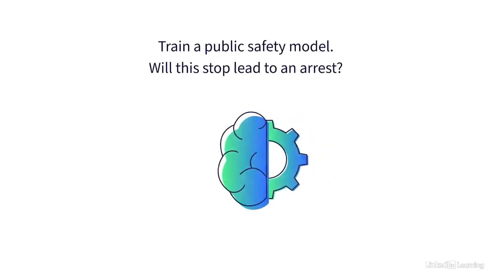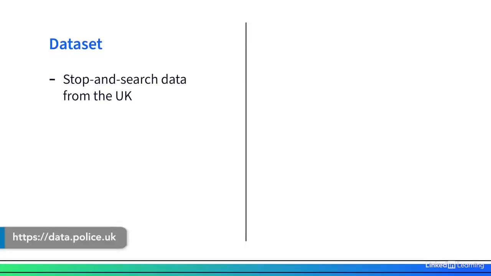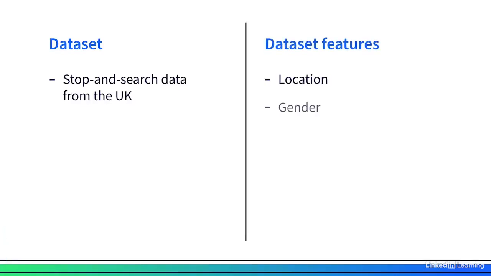We'll train a public safety model that predicts crime by answering the question, will this stop lead to an arrest? The publicly available dataset is comprised of stop and search data from the UK. We'll take features from stop and search data like location, gender, age, ethnicity, time of day, and more to predict whether or not a stop will lead to an arrest.